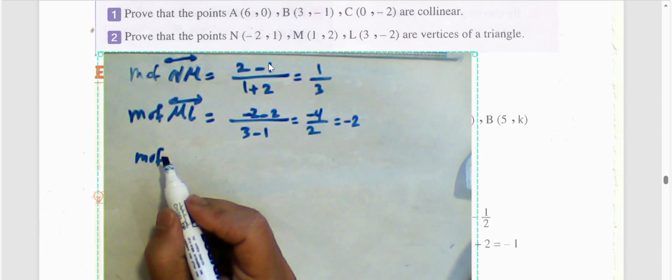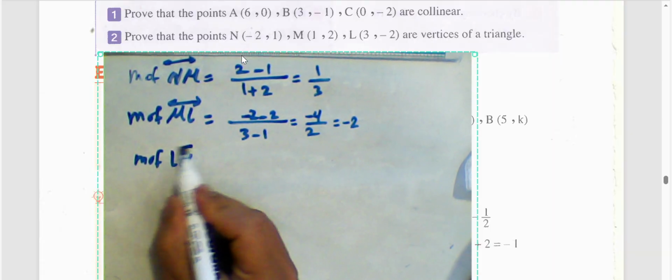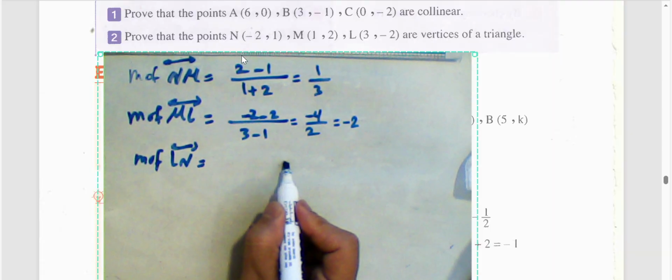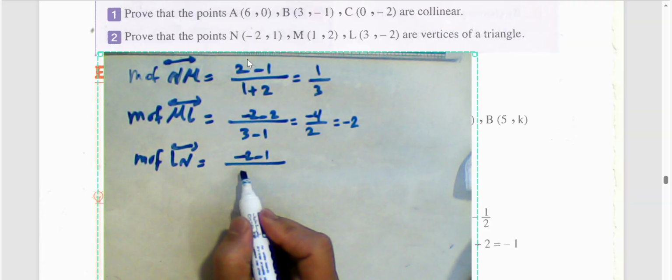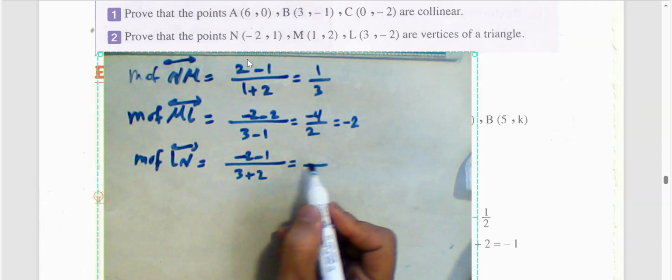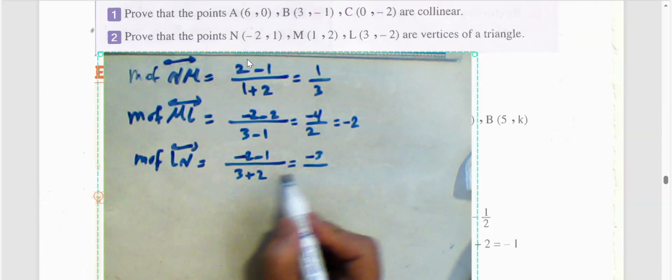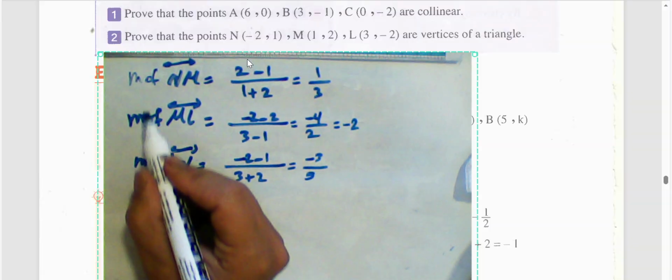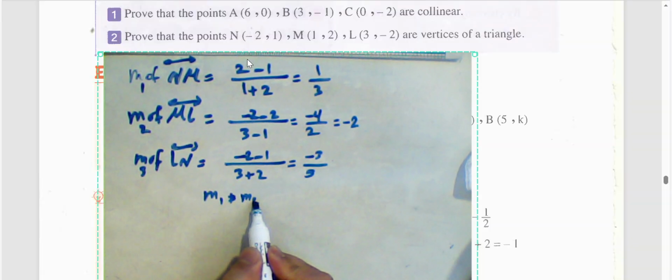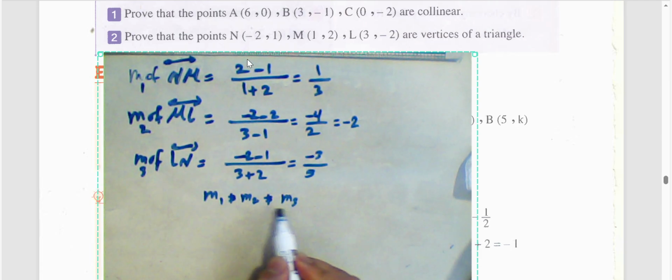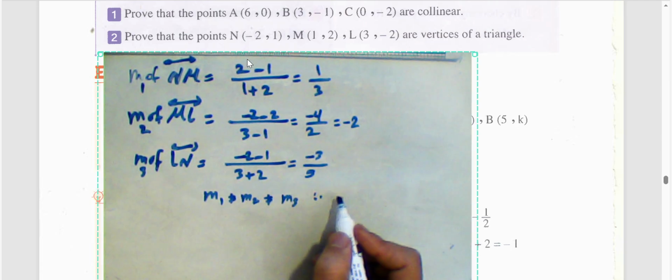And the slope of L and N, we can write -2 minus 1 over 3 minus 2, 3 plus 2. We have -2 minus 1 is -3, and 3 plus 2 is 5. Then slope 1 is not equal to slope 2, not equal to slope 3, then the 3 points are not collinear.